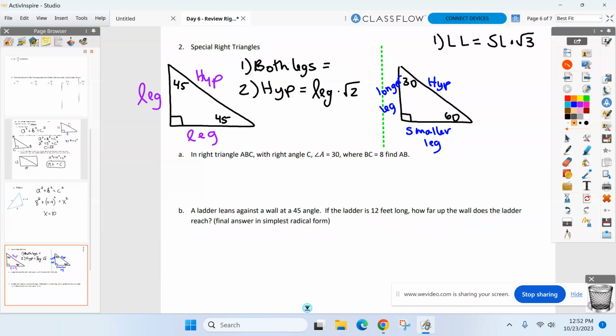What else do I need to tell you? How to find the hypotenuse? Double the shorter leg. 2 times shorter leg. Okay, 2 times shorter leg.